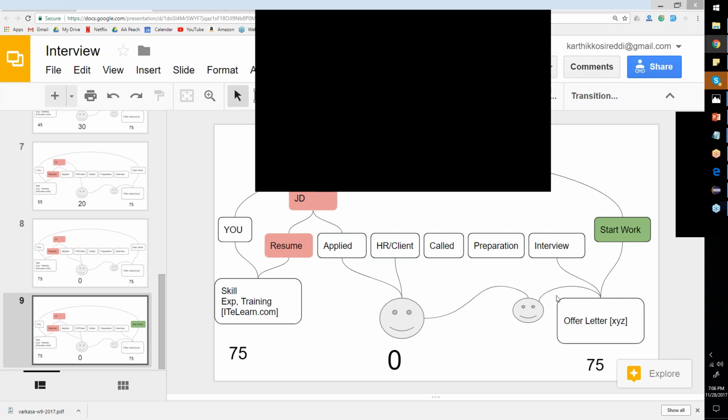Now, this model can happen anyway. Is there a possibility that this can happen, team? From skill experience to start working, is it possible? Maybe, but maybe you'll not get 75. Maybe you'll get $15 an hour. Maybe you'll be only working 3 hours a day. It may not be complete.